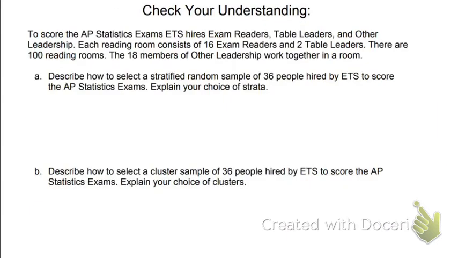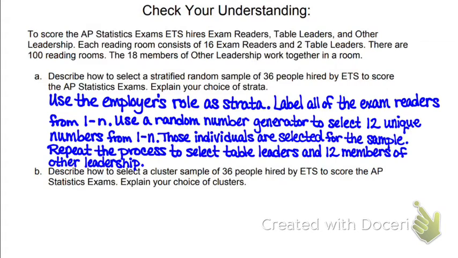So I'm curious, how could you design a stratified random sample of 36 people hired by ETS to score the AP Statistics exam? What could they do to do a stratified sample? Yes. Pick random 12 members from each group. Yes. Use the employer's role as strata. Are you a reader? Are you a table leader? Or are you other leadership?